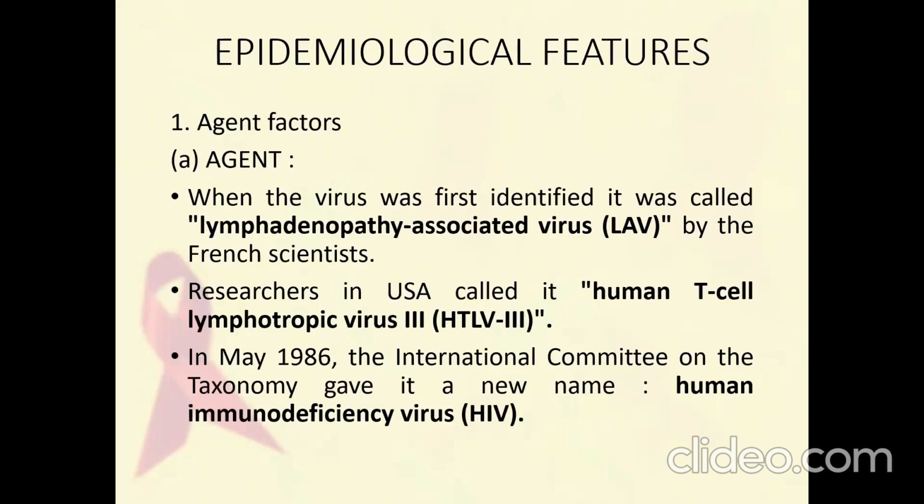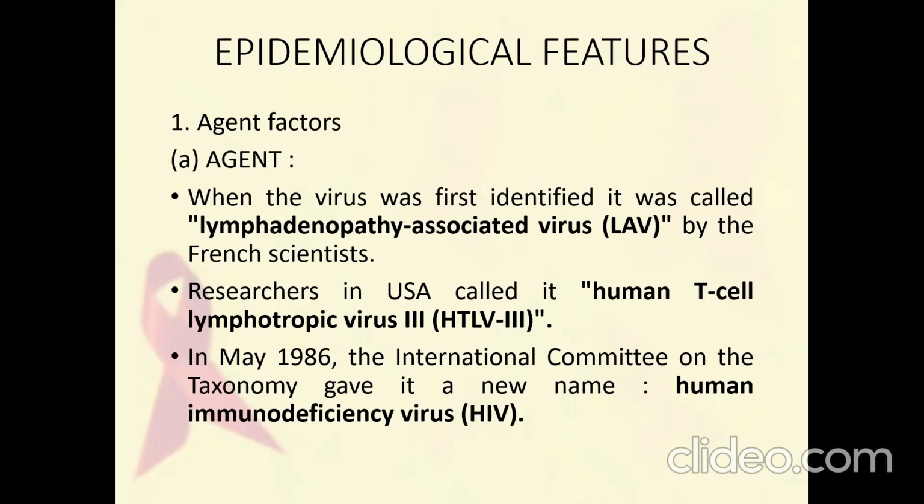Then what are the epidemiological features? This is important for you. So epidemiological features include the agent factor. First is the agent. When the virus was first identified, it was called lymphadenopathy associated virus by the French scientists.